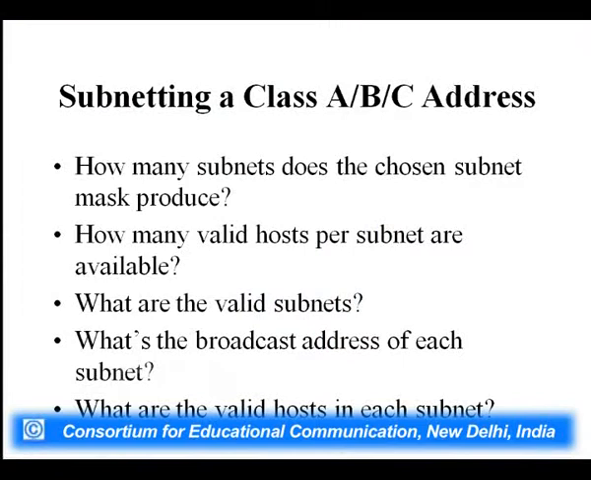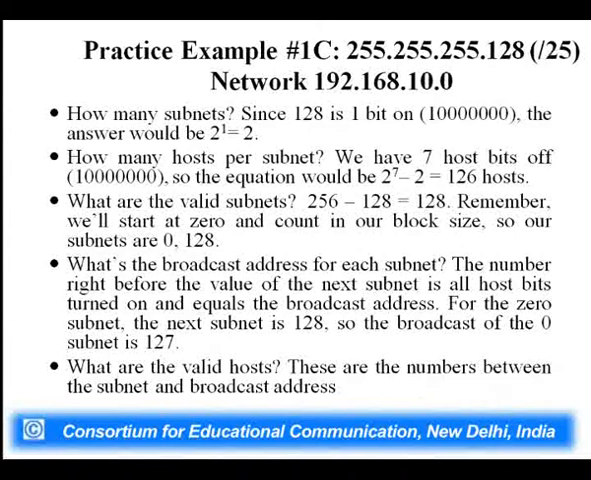So, based on the above requirements, how many hosts you need and how many network addresses you need, you try to create a subnet. And then the question comes: how many subnets does the chosen subnet mask produce, how many valid hosts per subnet will be available, what are the valid subnets, and so on and so forth. Now, if you look at a simple example here, how many subnets do we need? Since we have 128, we can probably use 2 subnets, and if you look at this address of 192.168.10.0, how many hosts per subnet?